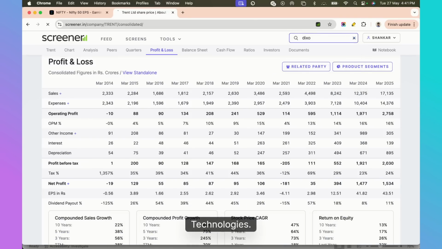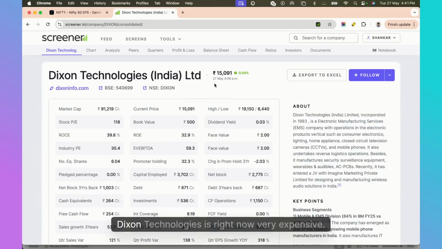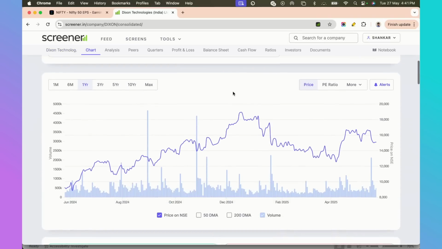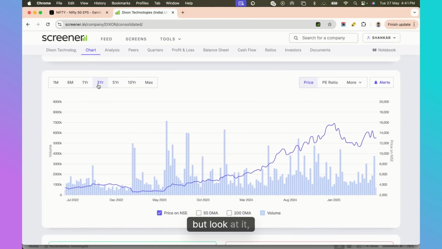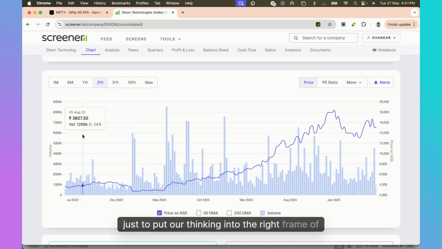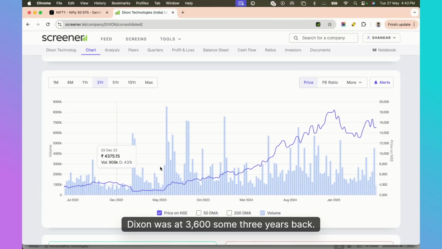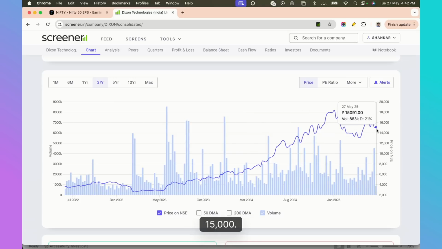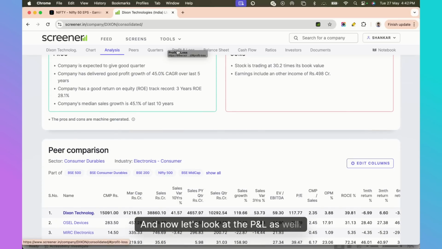Take Dixon Technologies. Okay, Dixon Technologies is right now very expensive. But look at it, just to right size our thinking, just to put our thinking into the right frame of mind. Dixon was at 3,600 some 3 years back. It's now at 15,000. So that's about 4 times, right? And now let's look at the P&L as well.